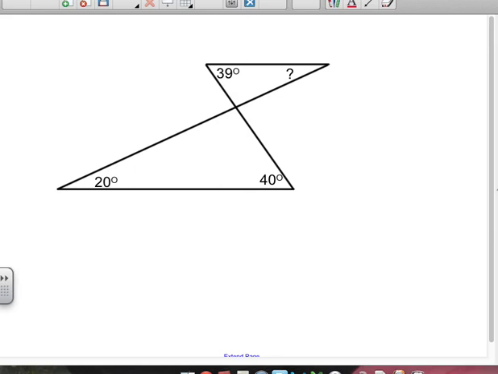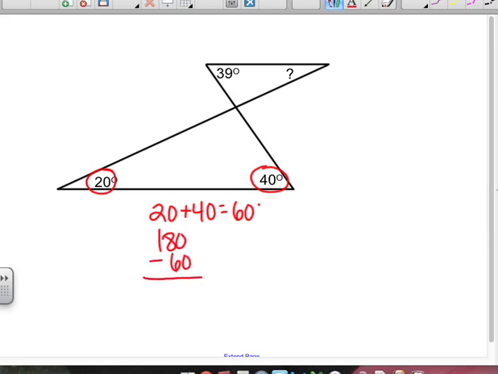Where can I start? I like the bottom triangle. Do you know why I like the bottom triangle? Because it has 2 degrees. Of the 3, I know 2 of them. 20 and 40 makes 60. 180 and the whole thing, take off the 60 I know, means that the missing angle there is 120 degrees. Now I know all 3 angles there.